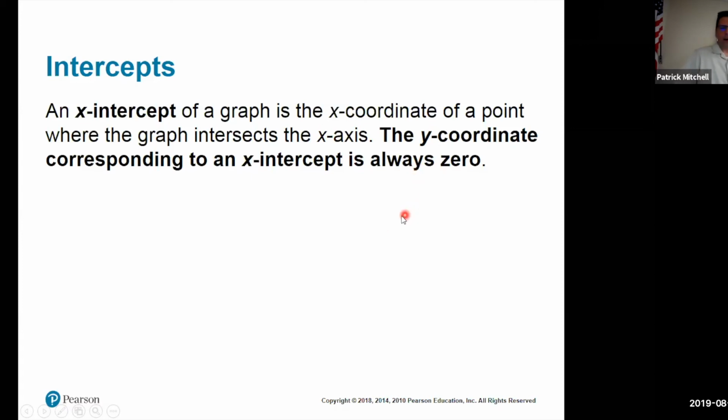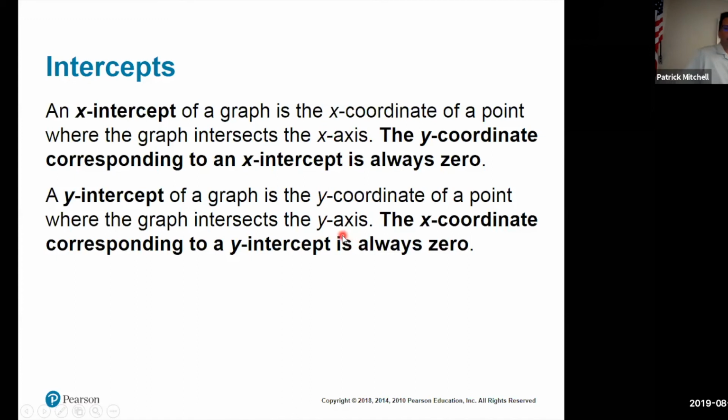And then the same kind of thing is true for y-intercepts. Y-intercepts sit on the y-axis. They don't move left or right, which means the x-coordinate is always 0. Okay. So x-intercept, set y equal to 0; y-intercept, set x equal to 0.